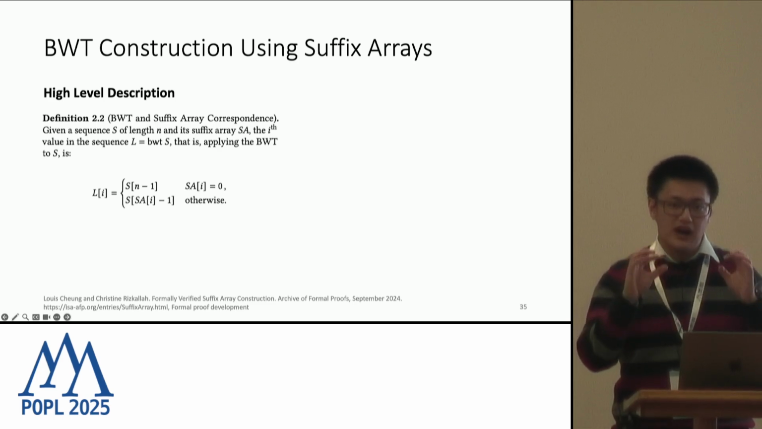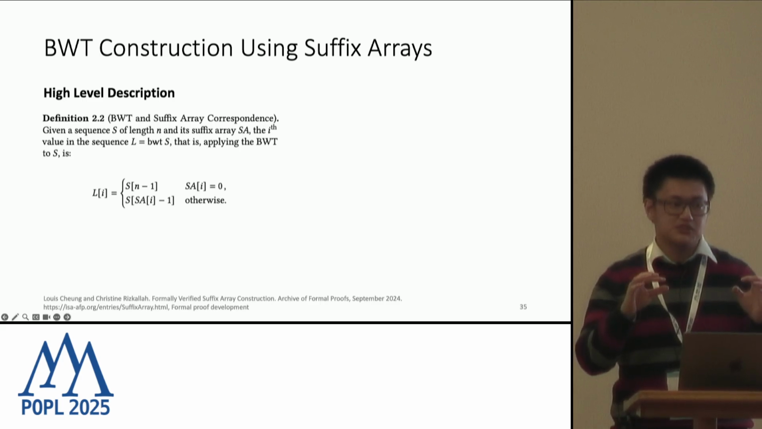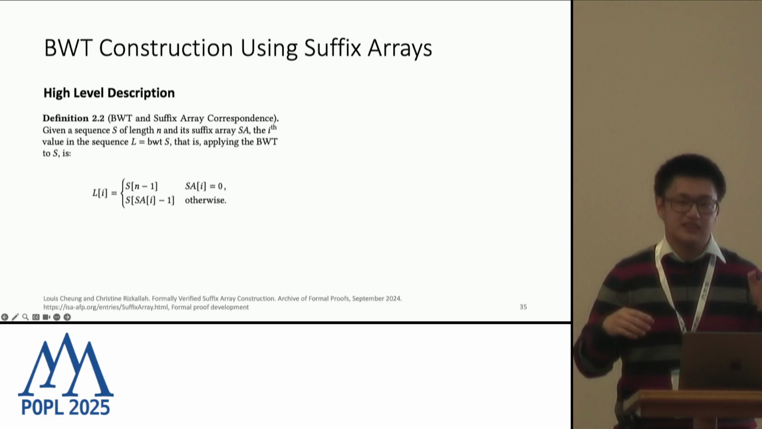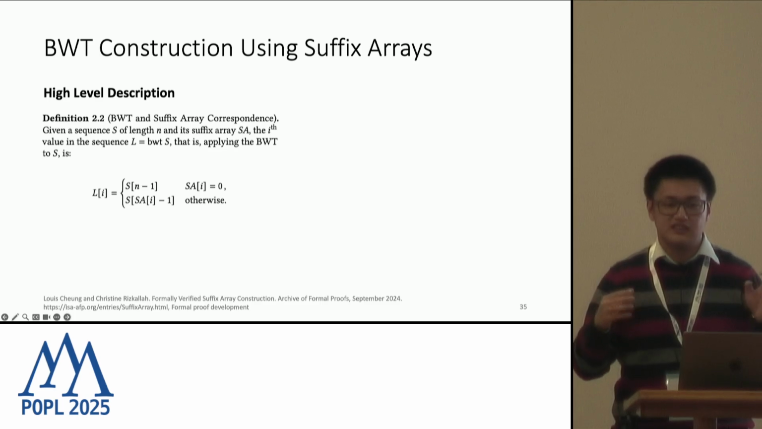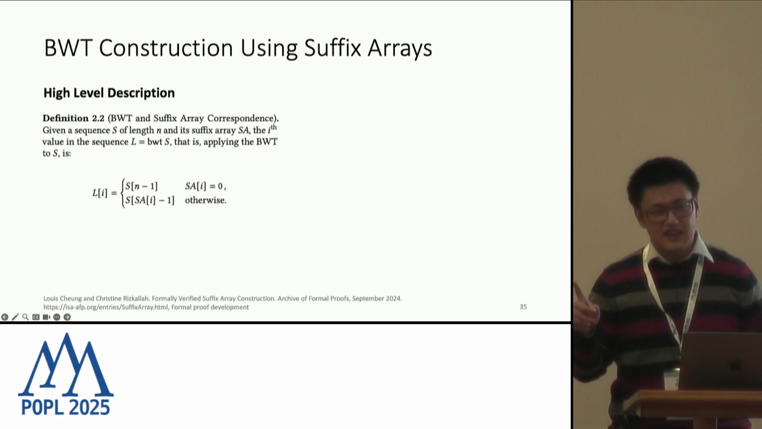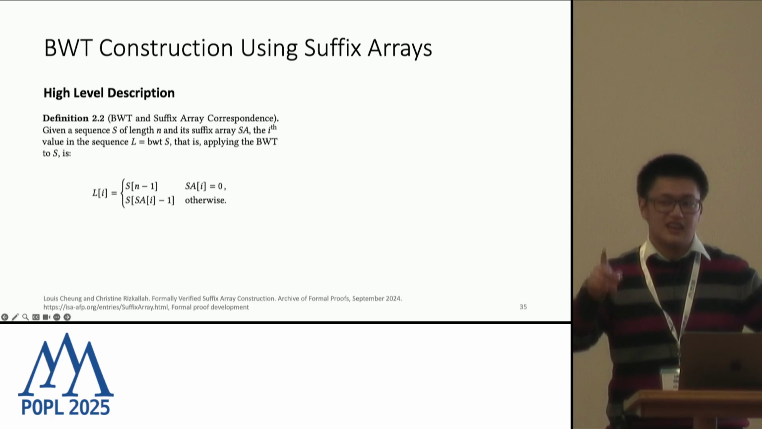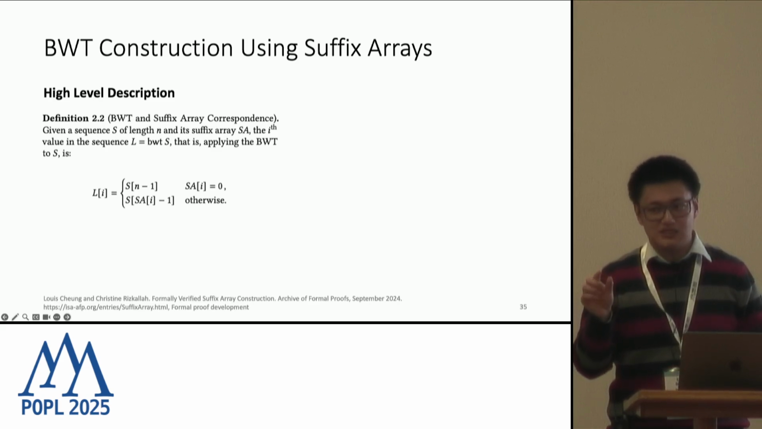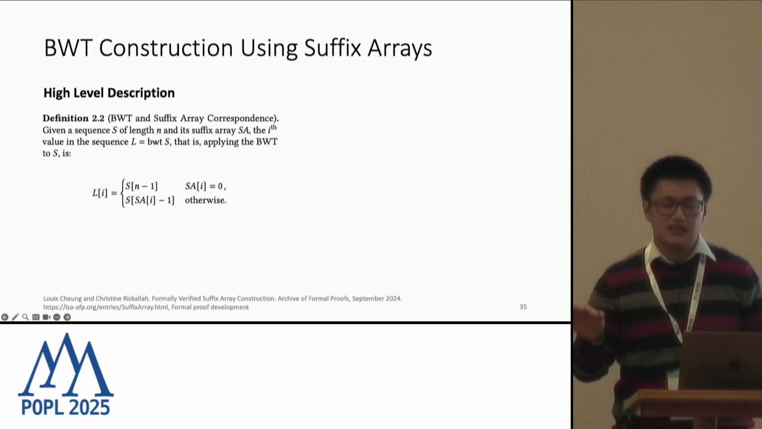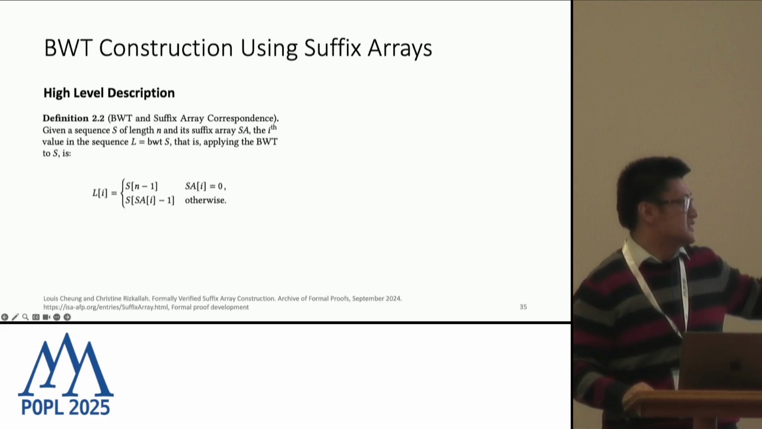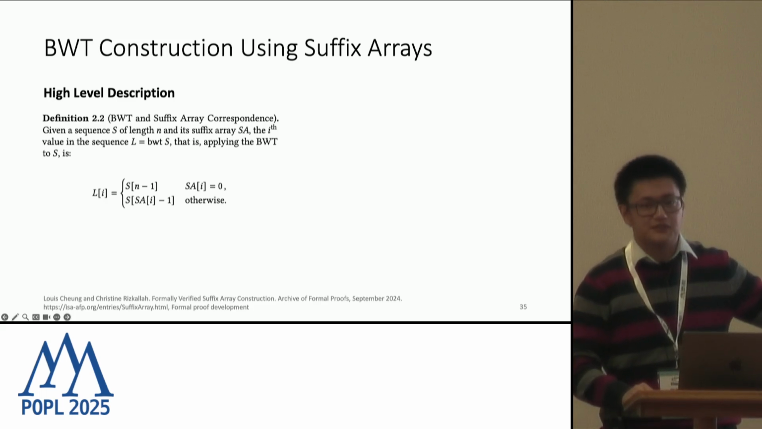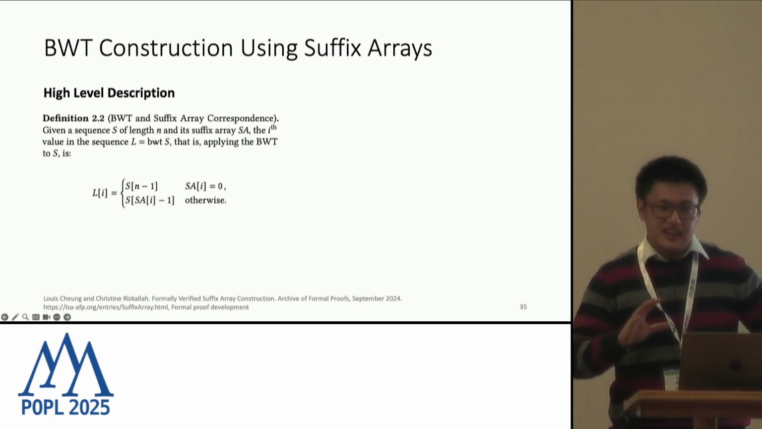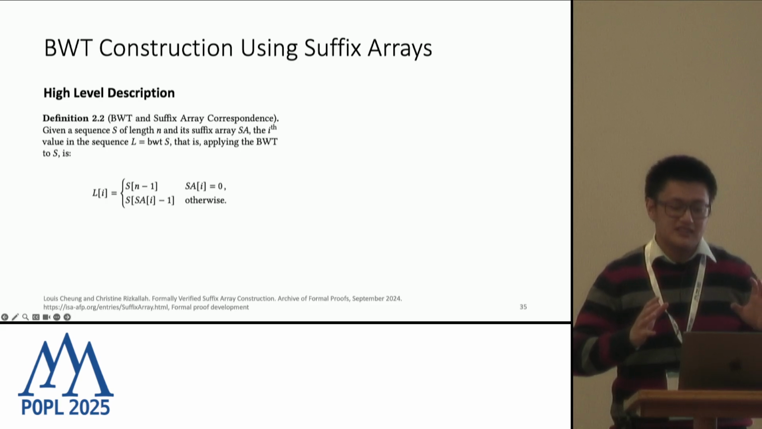Now, there is one edge case, which is when the suffix array value is equal to 0, which is basically the 0 suffix, because in that case, it's the whole sequence. And so when we look at the rotation matrix, the last column is not going to be the symbol before, but simply the last symbol in the actual sequence, as is shown in that piecewise function. So that's how you would construct it using suffix arrays.